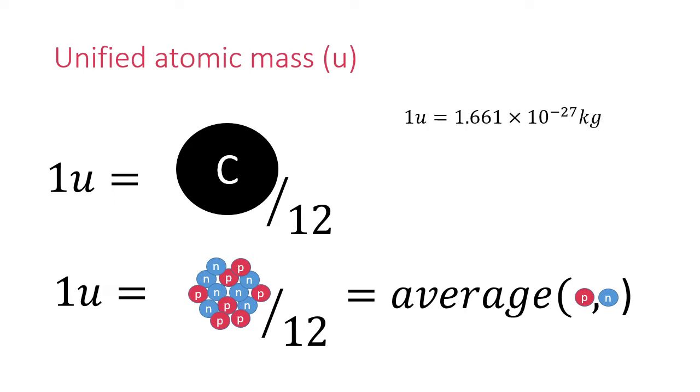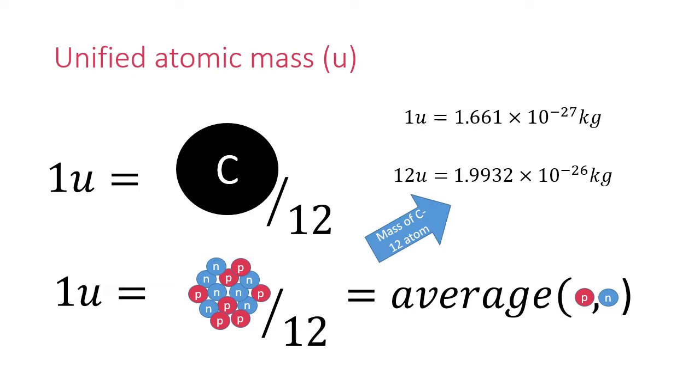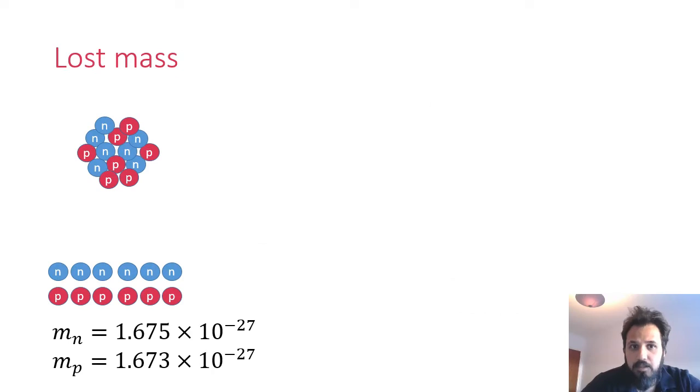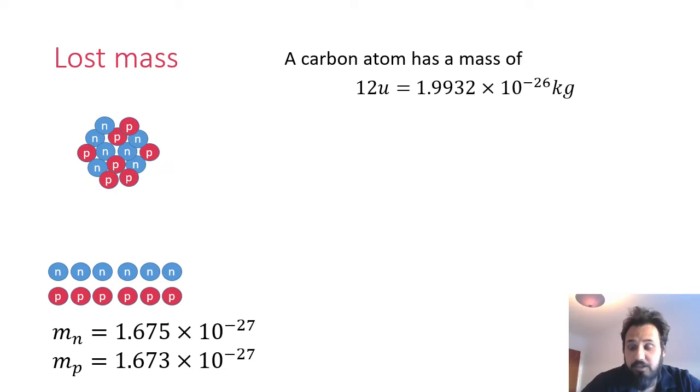So on your formula sheet, 1 u is defined as 1.661 times 10 to the minus 27 kilograms. And if we multiply that value by 12, we should get the mass of a carbon-12 atom. So we should be able to work out the mass of a carbon-12 atom by multiplying u by 12. So we get a value for the mass of a carbon-12 atom, 1.9932 times 10 to the minus 26 kilograms.